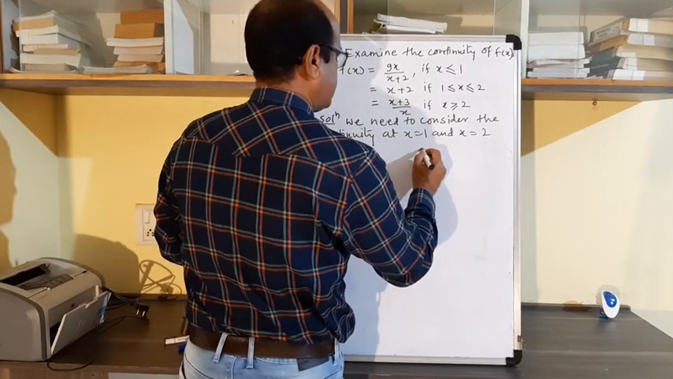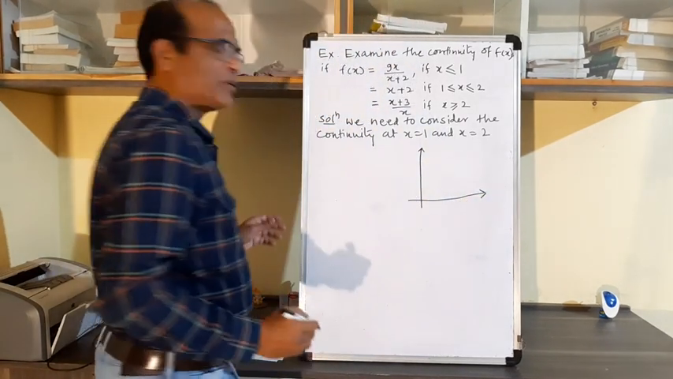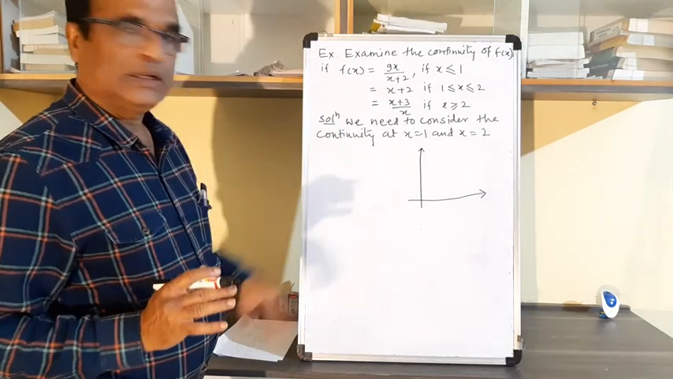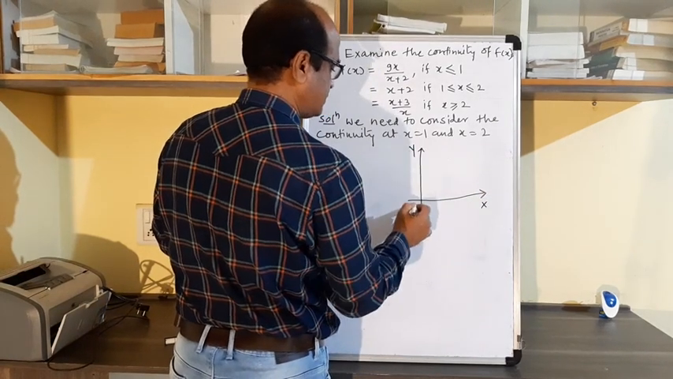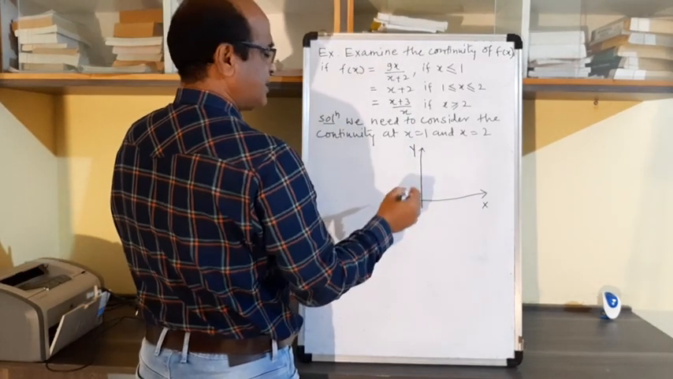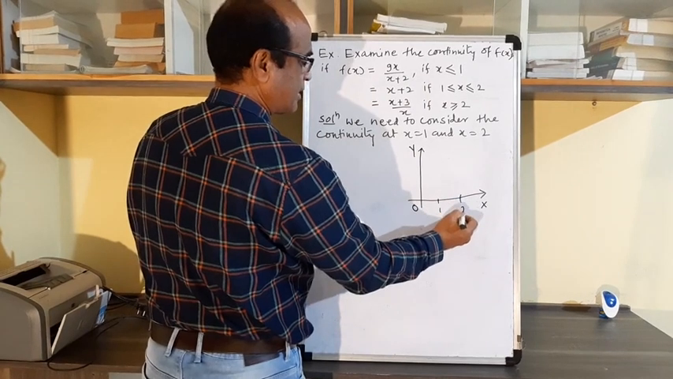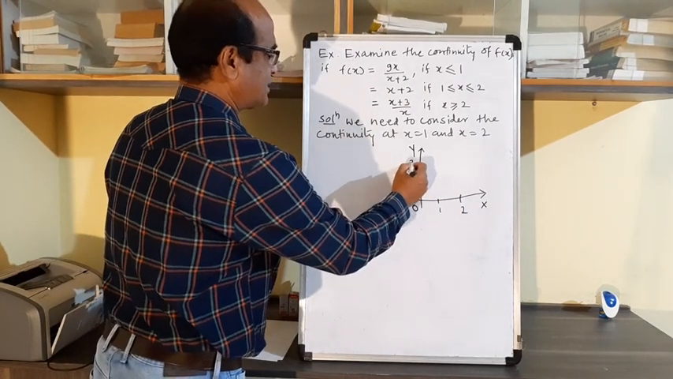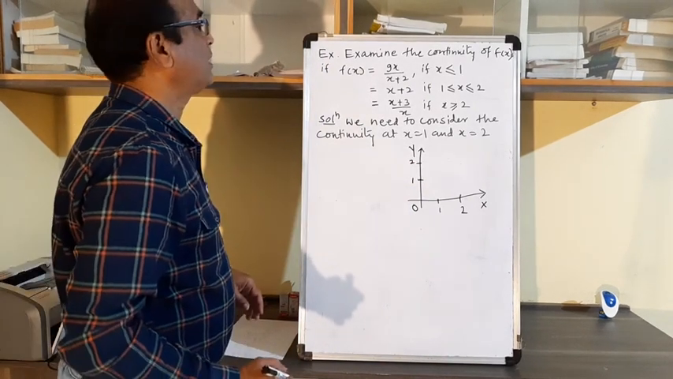So we draw a simple rough graph here. It is not possible to draw the graph of this function correctly. So this is the x-axis, this is the y-axis, and this is the origin here. So what is the function? Here 1 is here, then 2 is here. These are the scales here. You just consider the graph roughly.